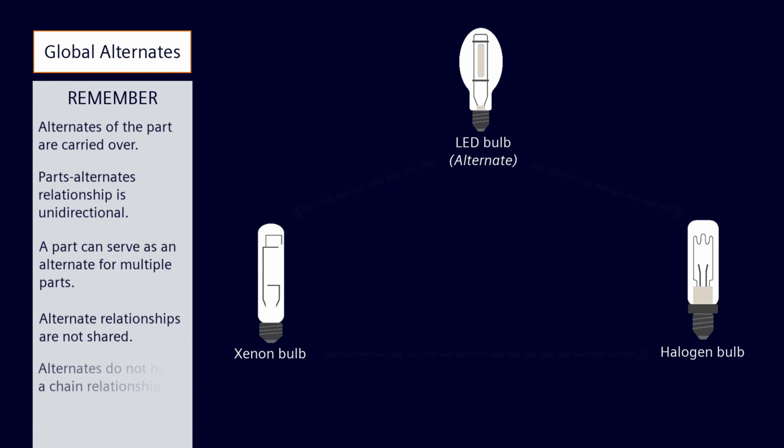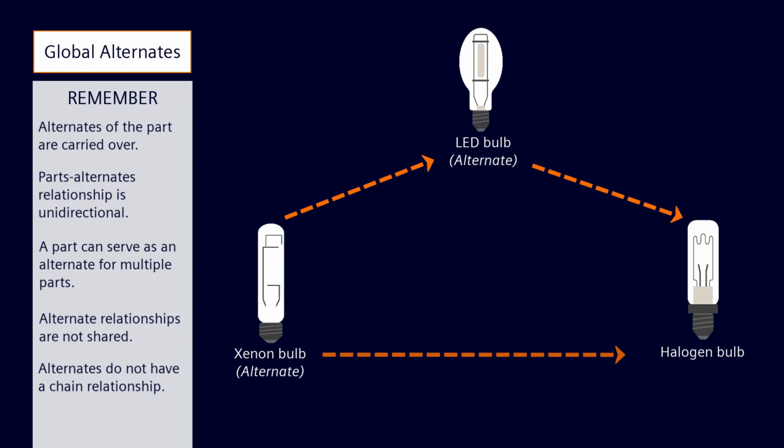Alternates also do not have a chain relationship. For example, the LED bulb is an alternate for the halogen bulb, while the xenon bulb is an alternate for the LED bulb. However, the xenon bulb does not automatically become an alternate for the halogen bulb.